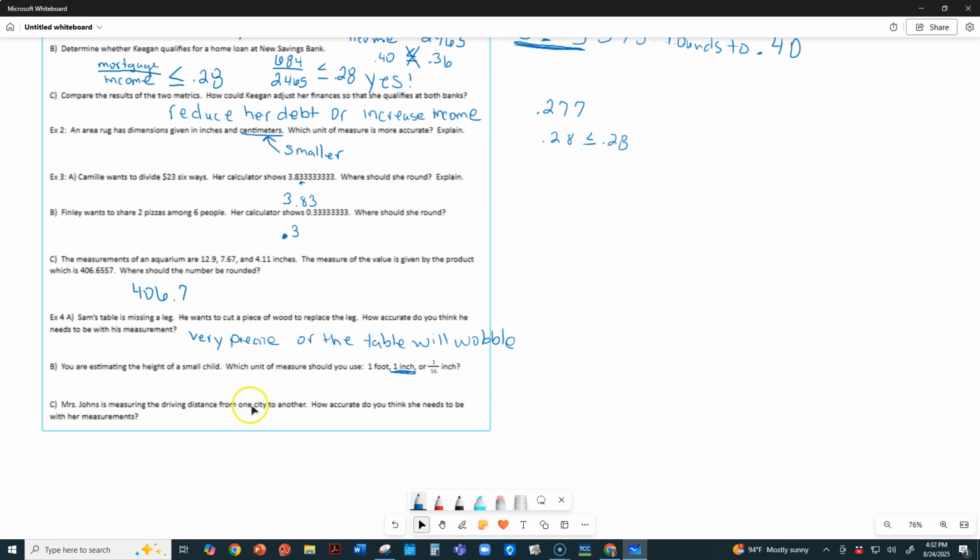Mrs. Johns is measuring the driving distance from one city to another. How accurate do you think she needs to be with her measurements? I would say by the mile. It's 5 miles, it's 3 miles, it's 2 miles, to the nearest mile. I know that if I look up how far my house is from the school, it'll tell me 3.2 miles. So for a distance that's close, something that's not very far, they might want to do tenths of a mile. But if it's a big distance, like signs on the side of the road, they're going to tell you that Dallas is 45 miles. They're not going to say 45 and a half or so forth. So I'm pretty sure that miles will be good enough.